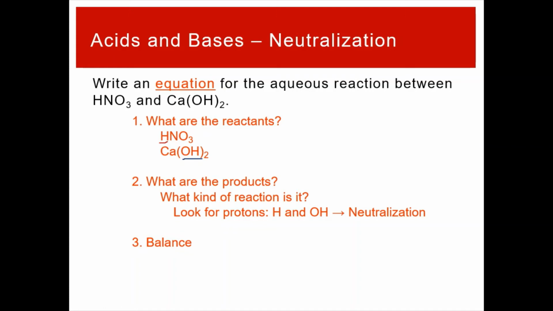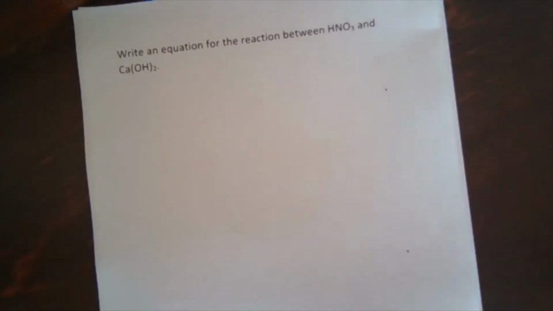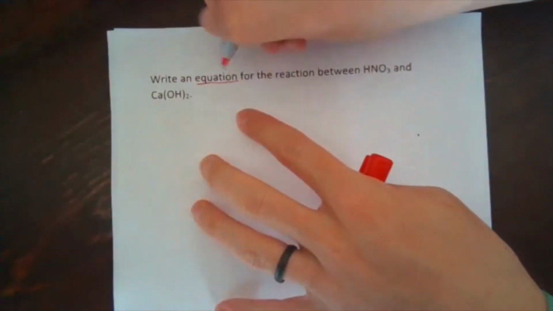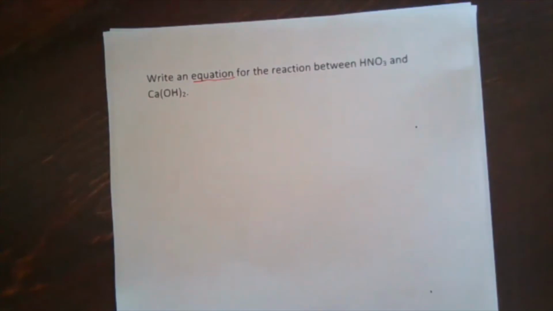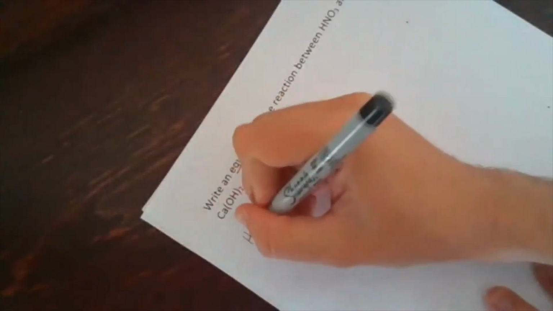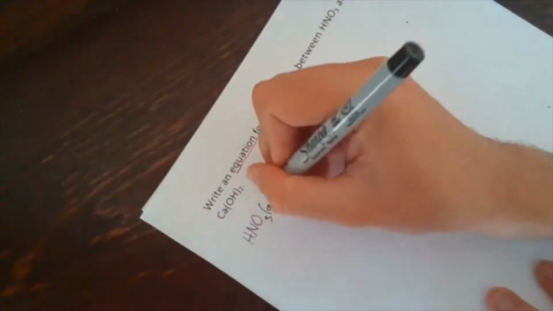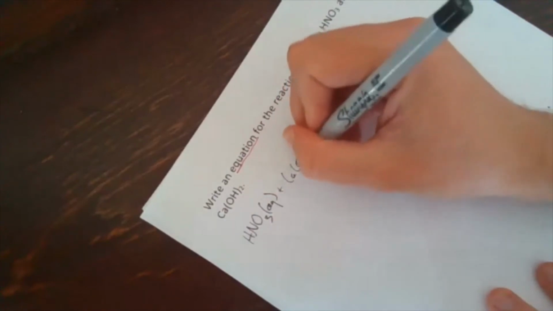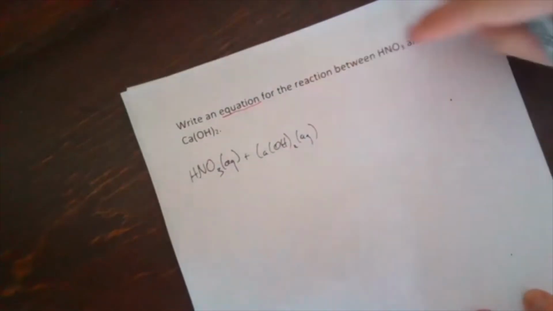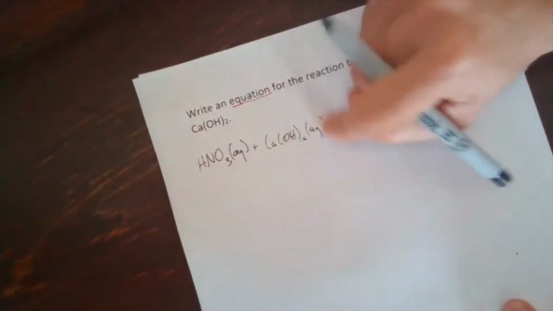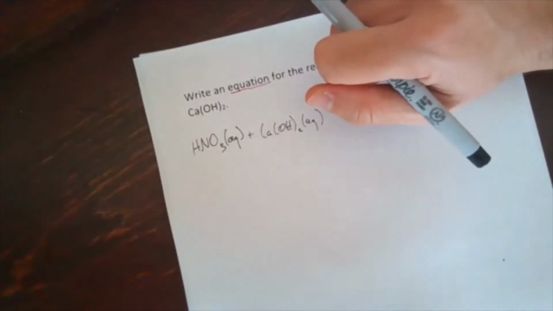Then we just need to balance it and add phases. So let's see what that actually looks like. Let's work it out. We want an equation for the reaction between HNO3 and calcium hydroxide. Again, write an equation. We're dealing with chemical equations, so we're going to need reactants and products. We are given our reactants. It says aqueous reactions, so these things are dissolved. You can also look up that calcium hydroxide is aqueous, or soluble.